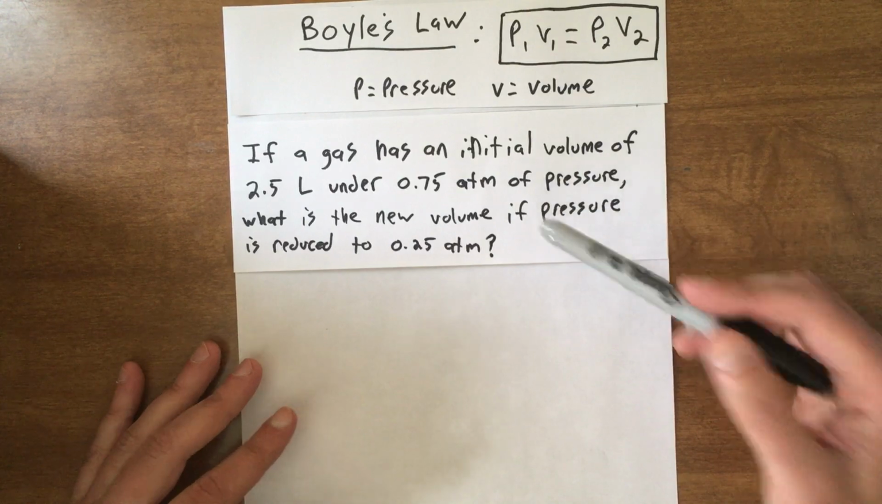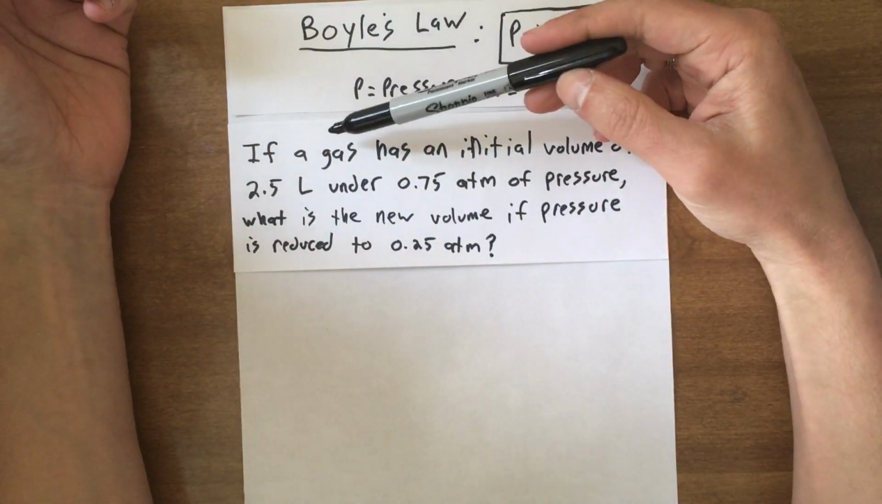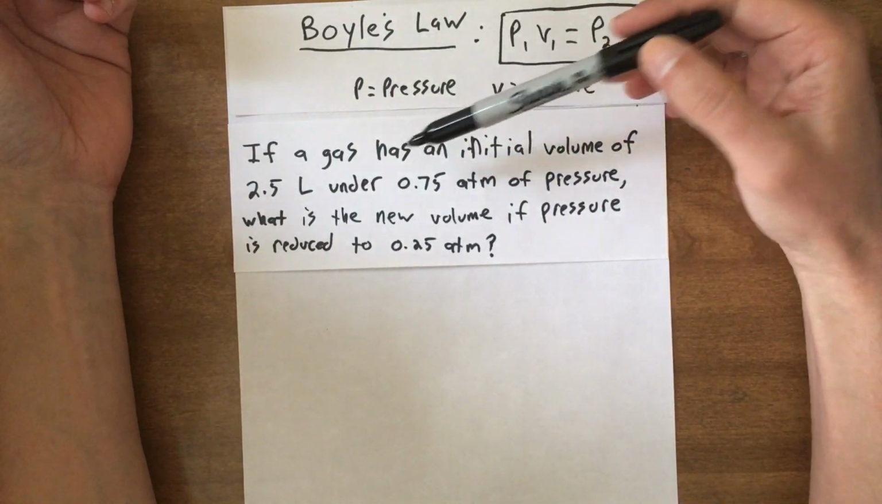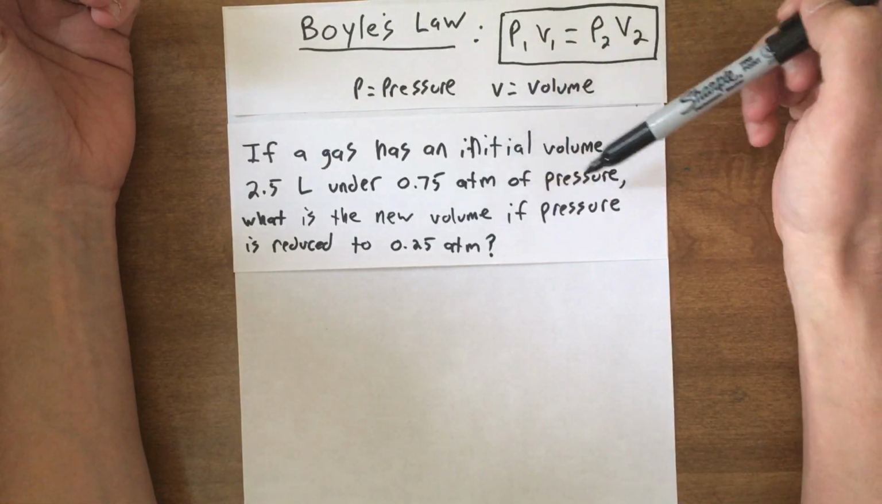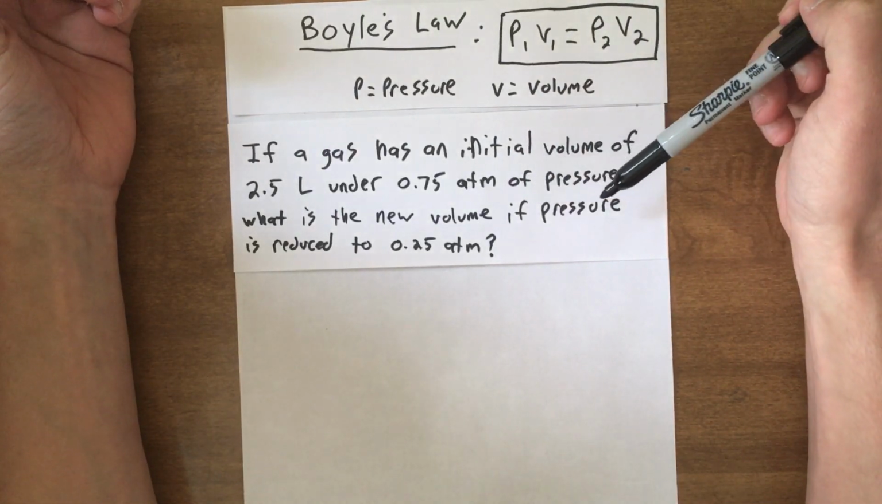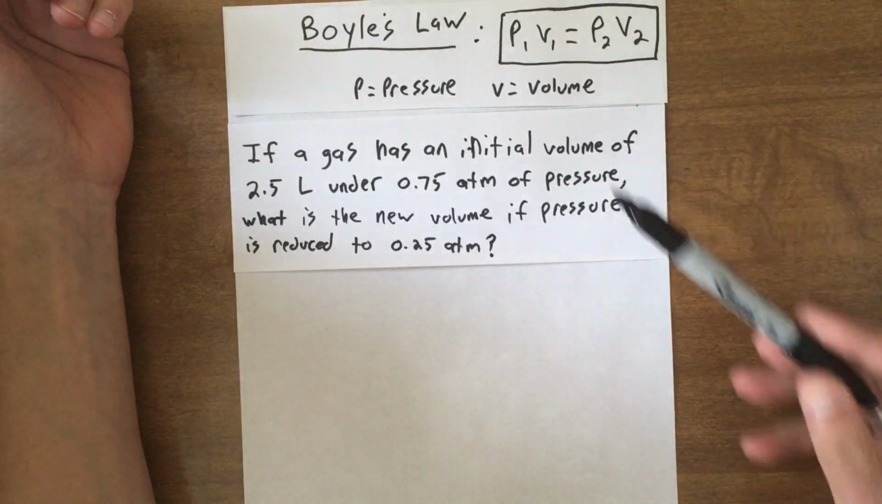So I just wrote out a typical problem that you might see involving Boyle's law. Let's read through it first. It says, if a gas has an initial volume of 2.5 liters under 0.75 atm of pressure, atmospheres of pressure, what is the new volume if the pressure is reduced to 0.25 atmospheres?